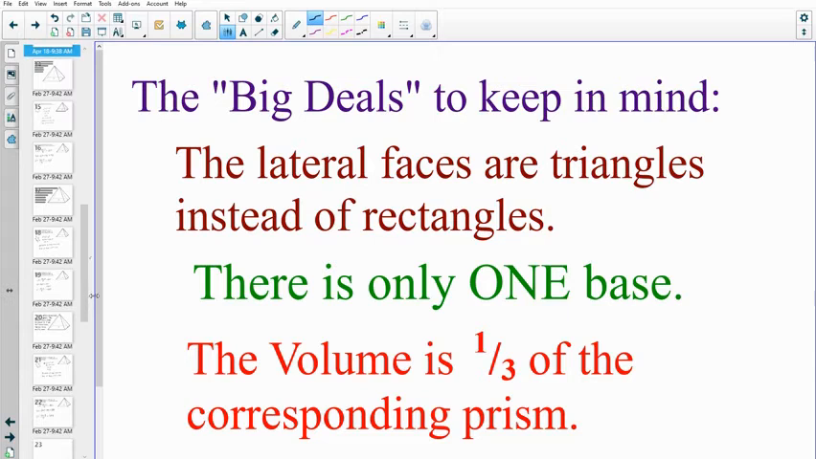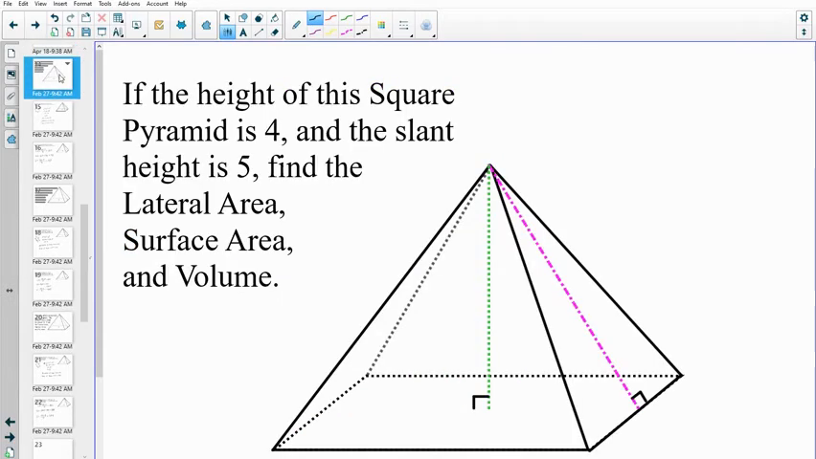All right, so all I have left to do with you guys today is to go through a few different examples. I've got 3 examples, and they'll be pretty representative of what you're going to see in the homework assignment. First one, if the height of this square pyramid is 4, the slant height is 5, that goes on this one over here.